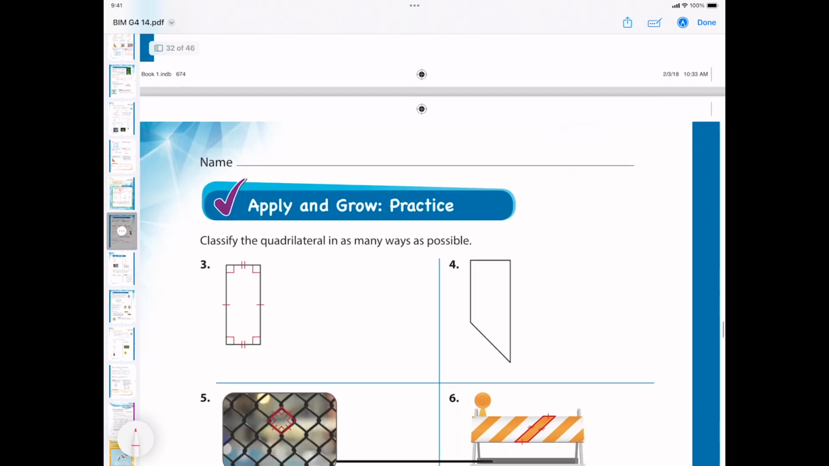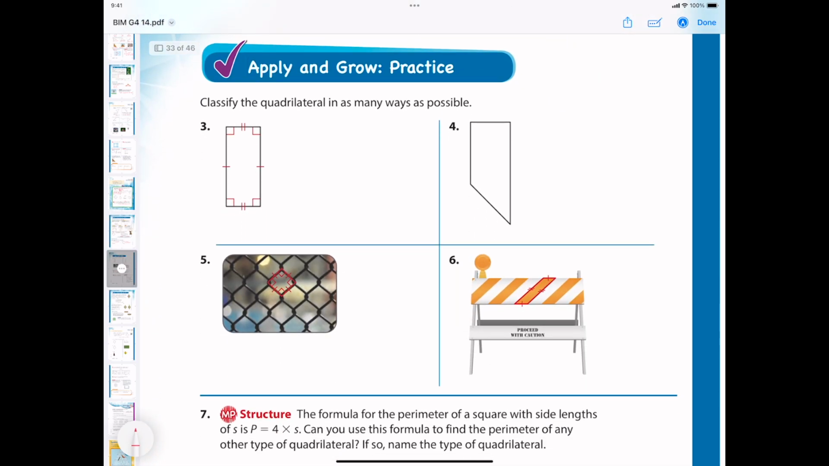Next, I want you to pause your video and do it yourself, and then check your answers with me. Classify the quadrilateral in as many ways as possible. Same question over again. This is a rectangle first, and also a parallelogram. Number four has only one pair of parallel sides and no equal side lengths. So this is a trapezoid.